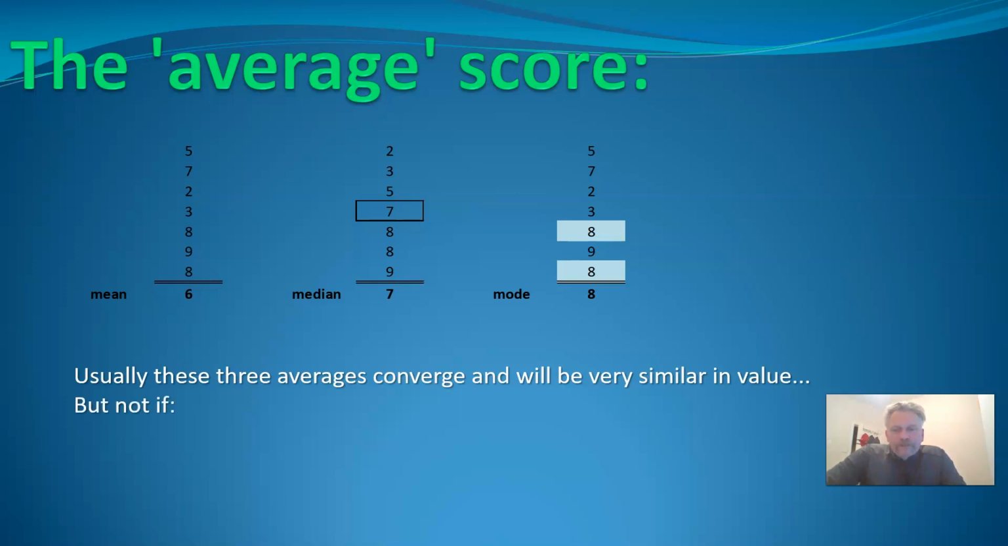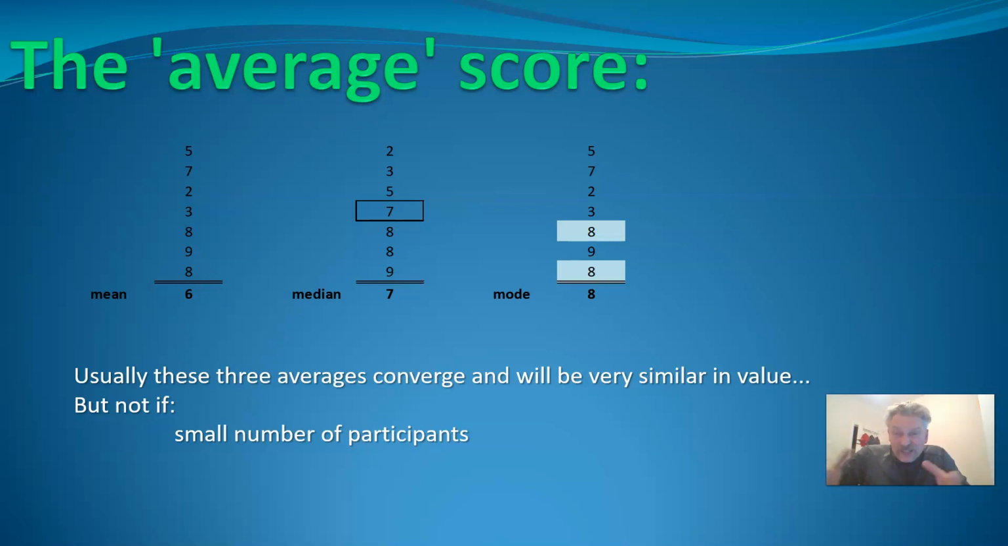And this is particularly true if you have a small number of participants in your study. As you can see here, I have 7 participants, and we have a different value for each of those 3 averages. This is because, if you've got a low number of participants, you're more at risk of spurious results happening due to 1 or 2 participants.